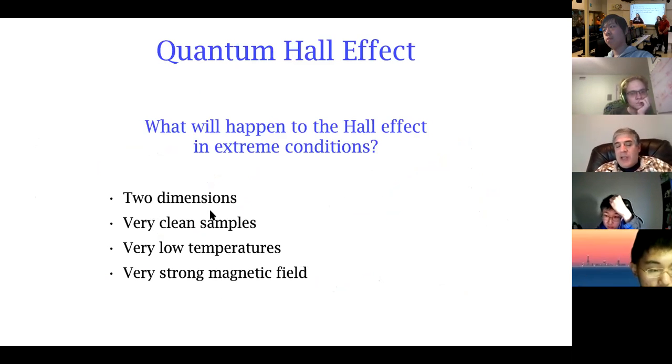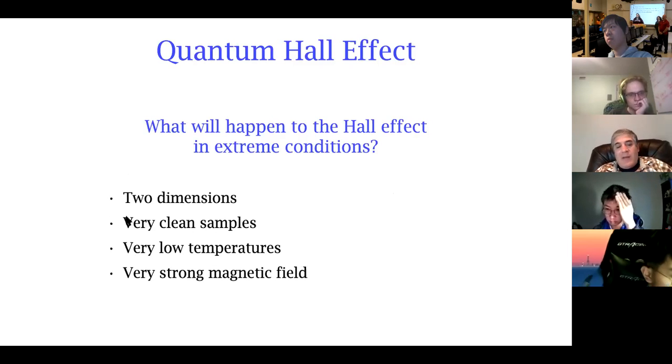And the extreme conditions are really extreme. First of all, we will consider an almost two-dimensional sample, where electrons are really only on the surface of a semiconductor. In quantum physics, it's possible to do this exactly, but I will not talk about it. Suppose that we have very clean samples, with almost no impurities. This is very hard, but people achieved quite remarkable results in cleaning semiconductors for industry.